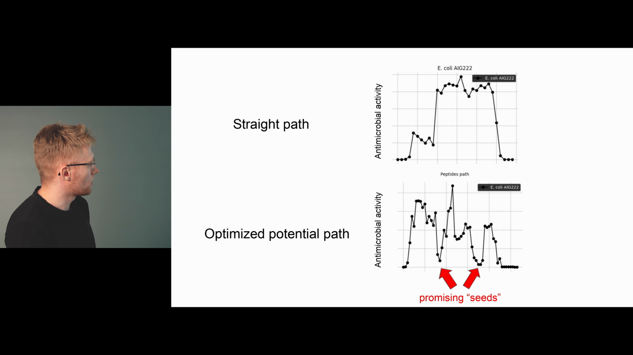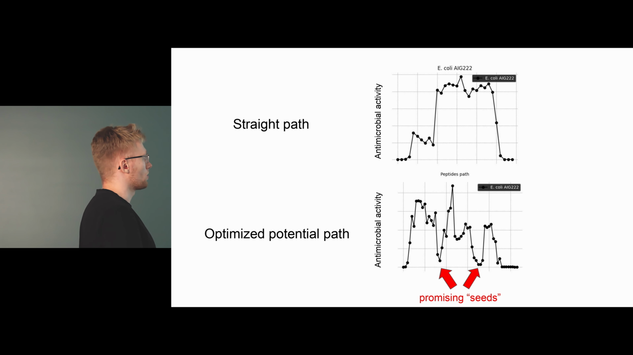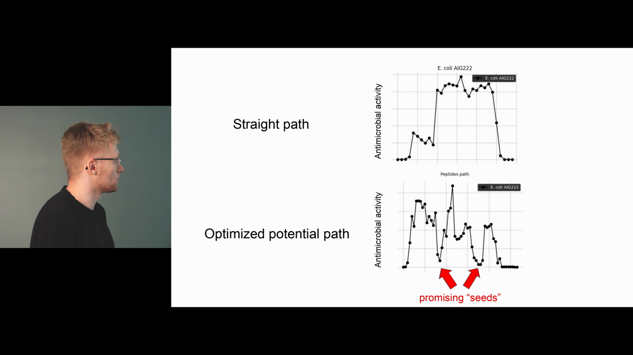Okay, and these are some of our results. The first chart is just the simple path, and we can see that we are starting from some potentially good peptides, meaning their antimicrobial activity is at the bottom of the chart, but alongside this path we have very poor candidates. But this optimized path gives us some potential candidates, which we call promising seeds in this chart.